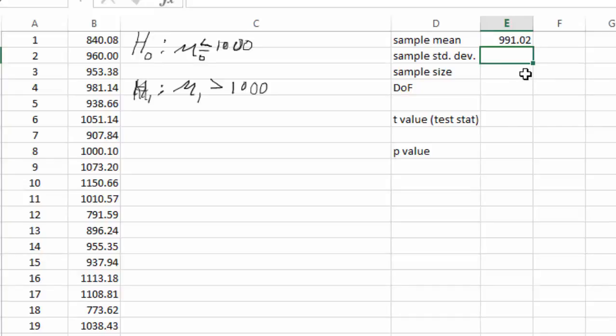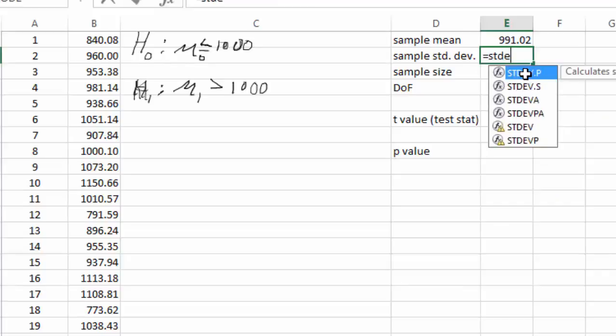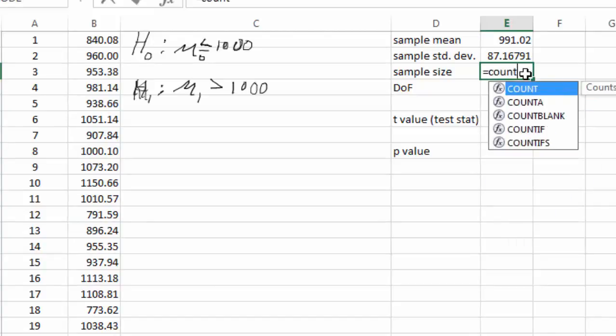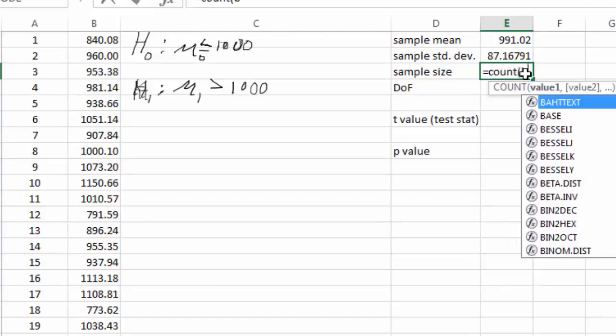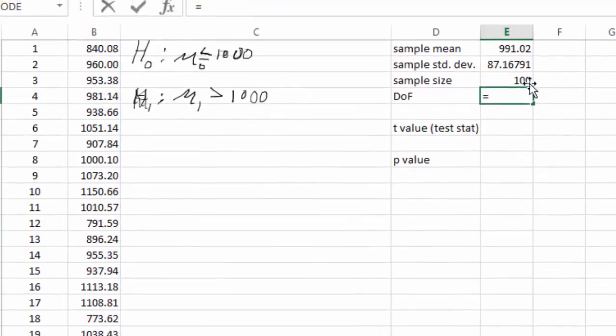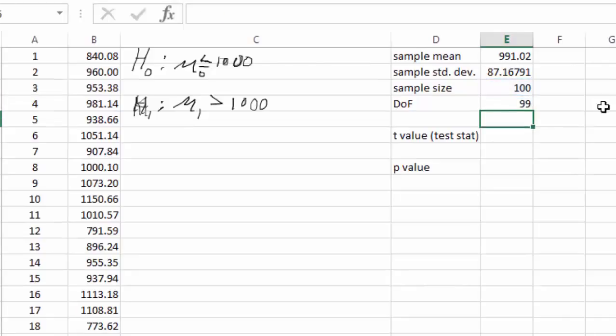Sample standard deviation, then dev.s, and that range is B2 to B101. So there's our sample deviation. Sample size, I could just type in 100, but I like to practice formulas, so I'll just have Excel count that for me. B2 to B101, of course it's 100, and then the degrees of freedom equals the sample size minus 1. We can do that all with Excel formulas.